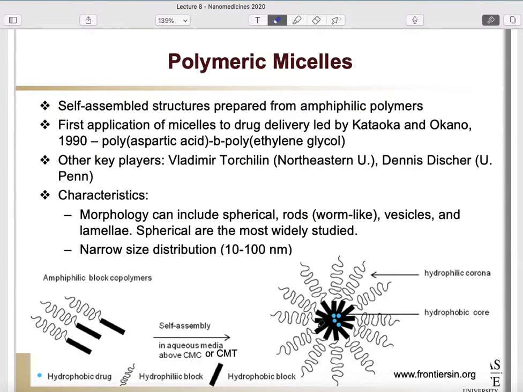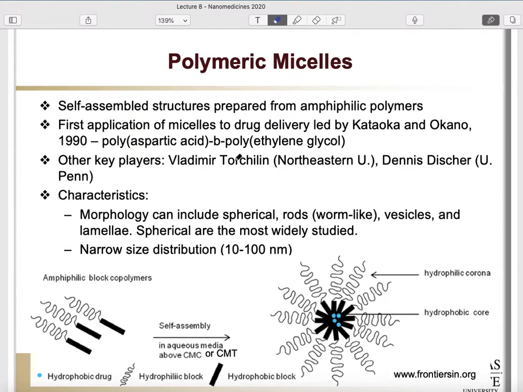All right, the next type of materials that we have are polymeric micelles. These are self-assembled structures that are prepared from amphiphilic polymers, as we have already mentioned. These amphiphilic polymers are typically going to be diblock copolymers, where we have one block that is hydrophobic, one block that is hydrophilic. The first application of micelles to drug delivery was led by Kataoka and Okano in the 1990s, and this was a polyaspartic acid polyethylene glycol system.